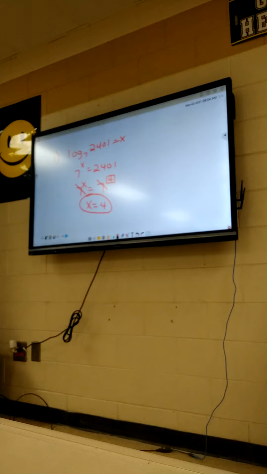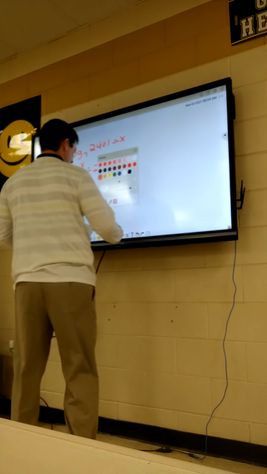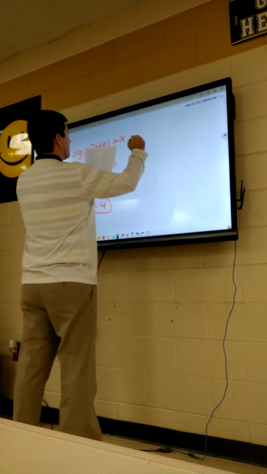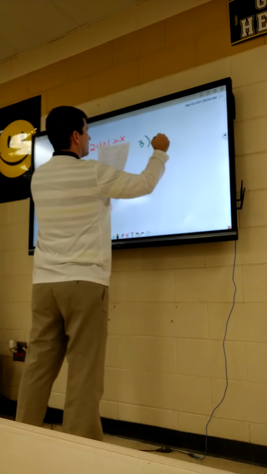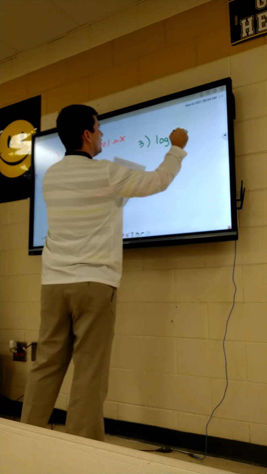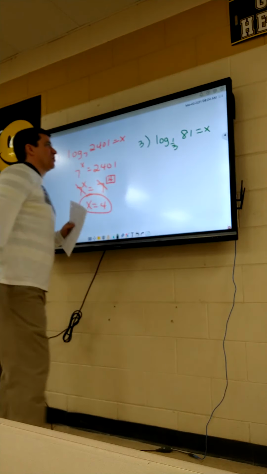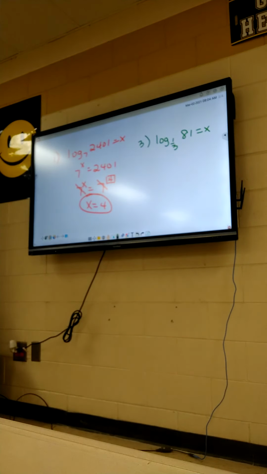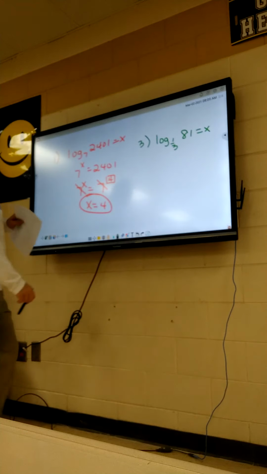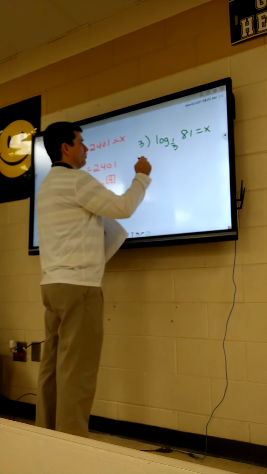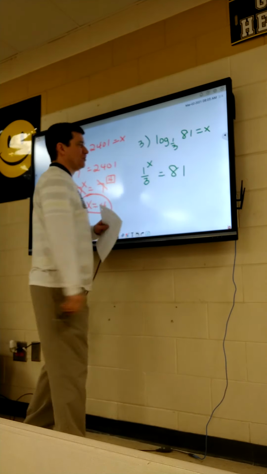All right, let's skip around a little bit. Number 3 was giving y'all trouble yesterday. Let's see if we can do 3. Log base 1/3 of 81 equals x. So, Charlotte, can we set that up? How do you set that one up? Very good. 1/3 to the x equals 81.